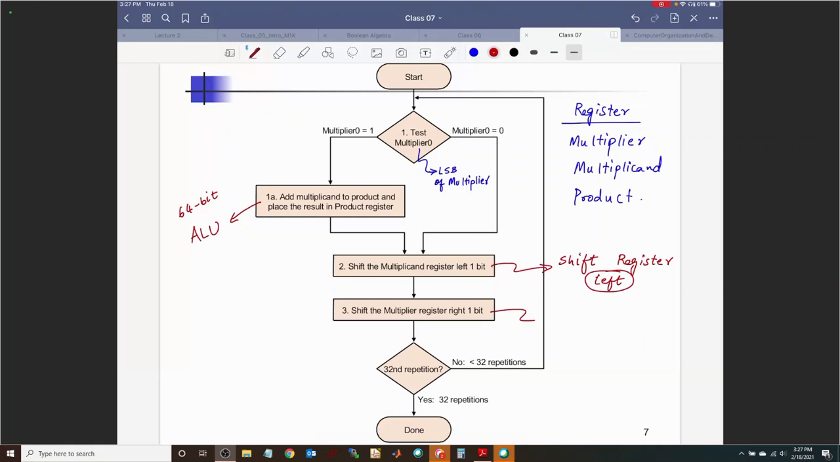Similarly, for the multiplier, I need a shift register which has the control. So the user or some control unit should be able to tell it to move right. That's it, right? I need something to shift left. I need something to shift right. I need something that can check for the least significant bit of the multiplier and whether 32 repetitions have occurred or not. That's it. That's all I need. I also need the 64-bit product register.